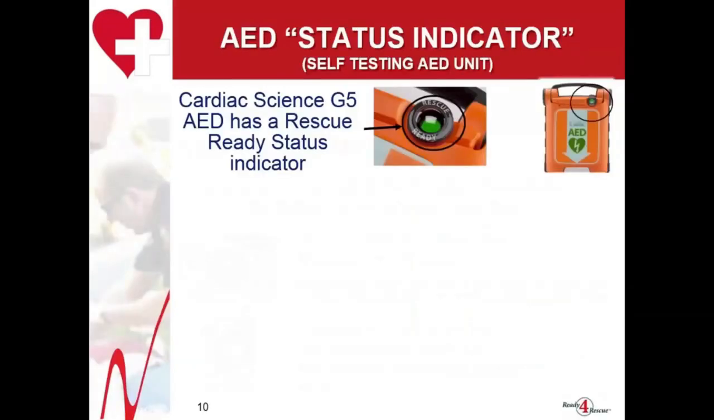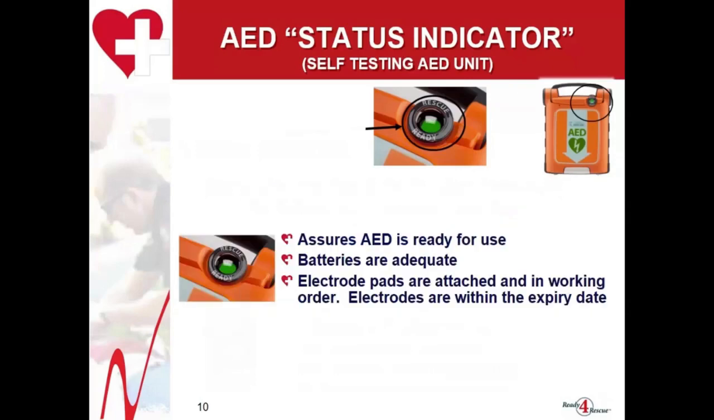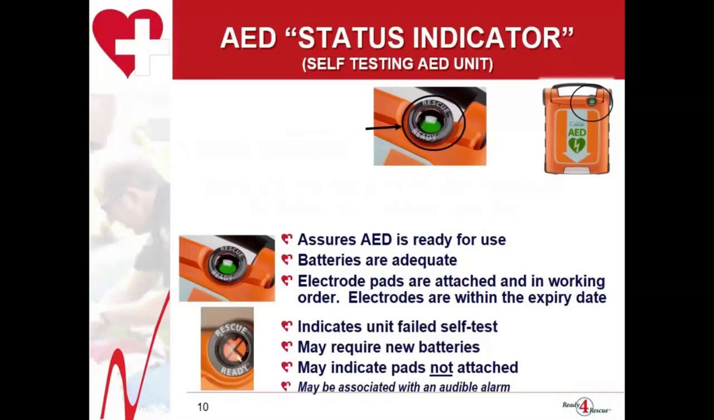The Cardiac Science G5 AED has a Rescue Ready status indicator that is green when operational. It tells you that the AED has done an internal automatic check. It does this every day. The check ensures that the AED is ready for use, the batteries are good, and the electropads are attached. If you see a red X and hear a beeping noise from the AED, this indicates that the self-test has failed, which could mean new batteries are required, the electrodes are not attached, or the AED requires service due to a malfunctioning operating system.